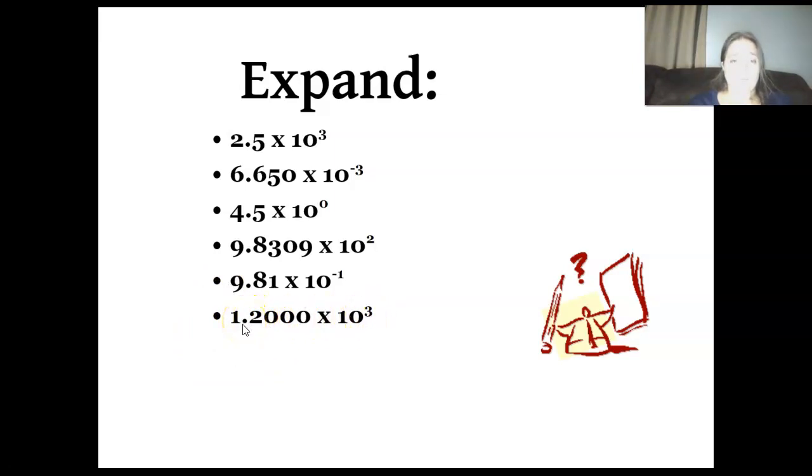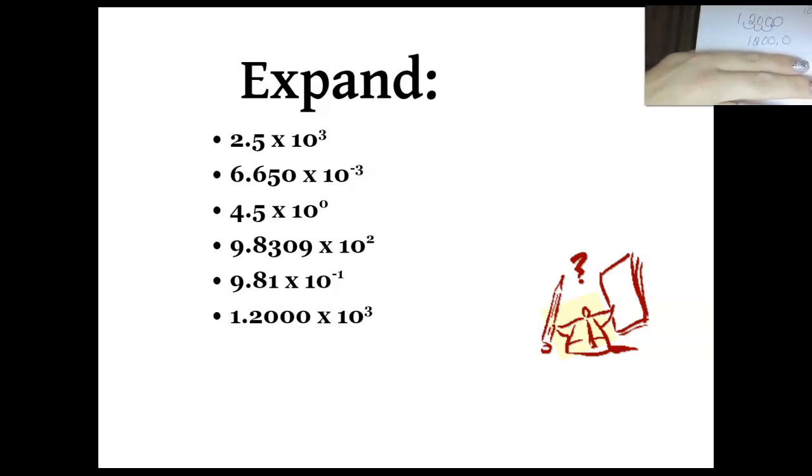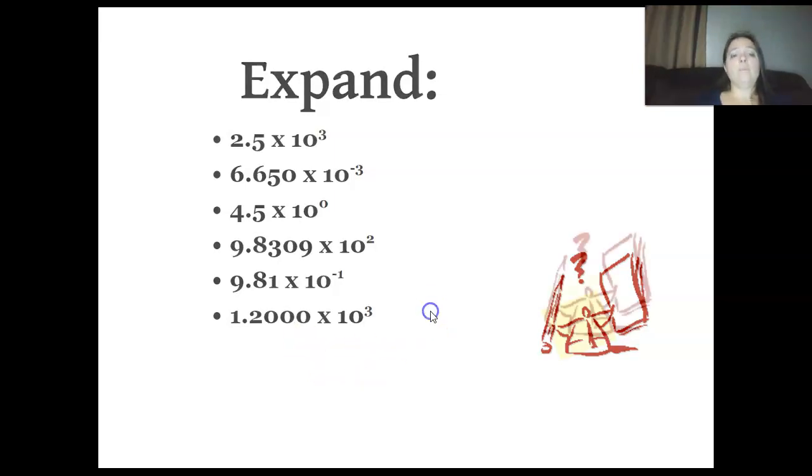And then the last one is a 3. It's positive, so I'm going to jump 1, 2, 3. And this is going to be a little tricky, because remember Rule 4, there's a decimal, you've got to count it. So I would write that down, 1200.0. That 0.0 has to be there because of significant figures.